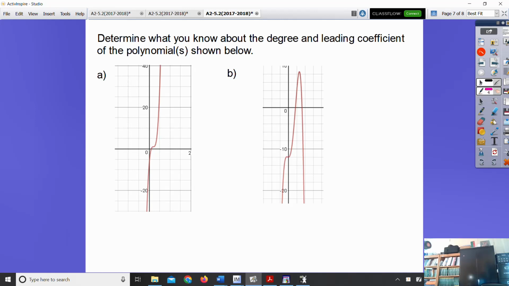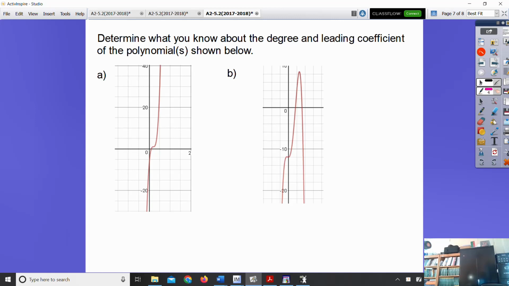All right, determine what you know about the degree and leading coefficient of the polynomial shown below. Just focus on end behavior. Example A, how's it start? Low. How's it end? I don't care about anything in the middle. I care about how it starts, how it ends. What do you know? It starts low, ends high. Look at your notes. What is it?